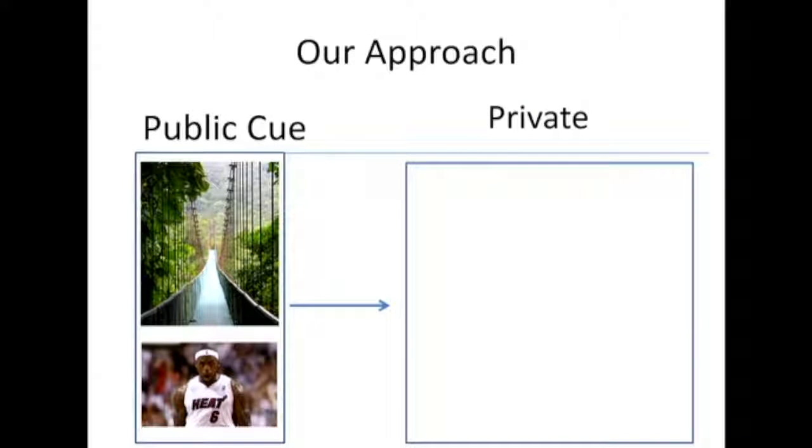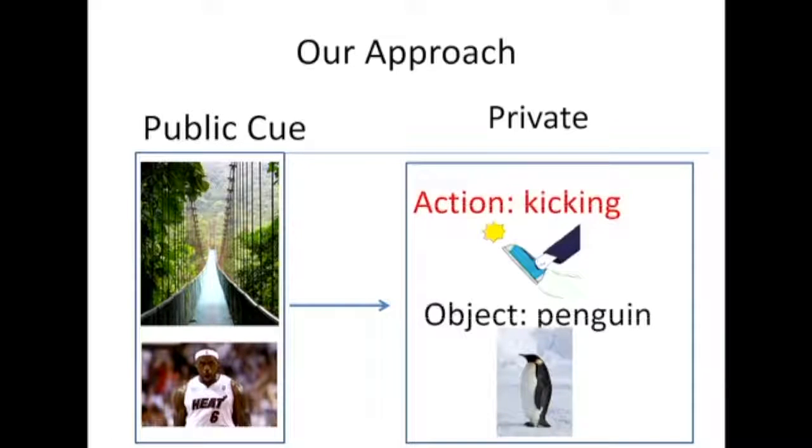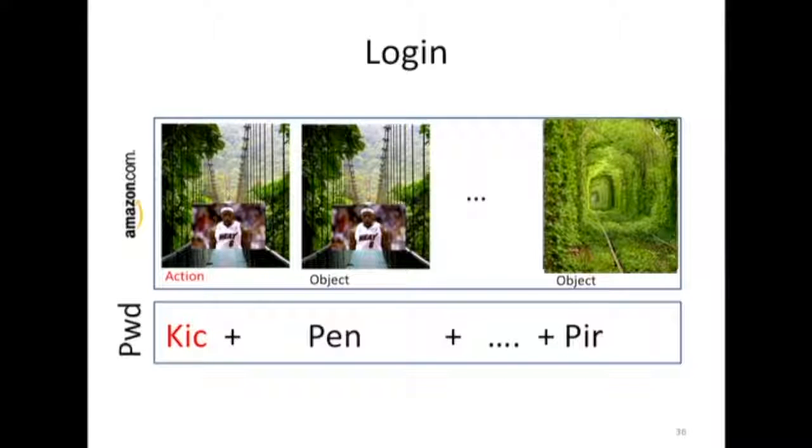So our approach, as I hinted at the beginning of the talk, uses person-action-object stories. And we're going to divide these stories into two pieces, a public queue and a private secret. So the public queue is a scene and a person, in this case, LeBron James on the bridge. And the private secret is a random action and a random object that the user has associated with these images. So in this case, LeBron James is kicking a penguin on the bridge. By the way, I don't have a violent imagination. That actually was the randomly generated example.